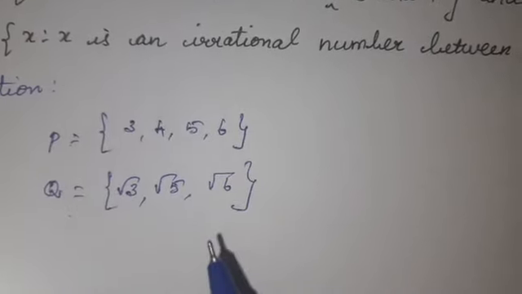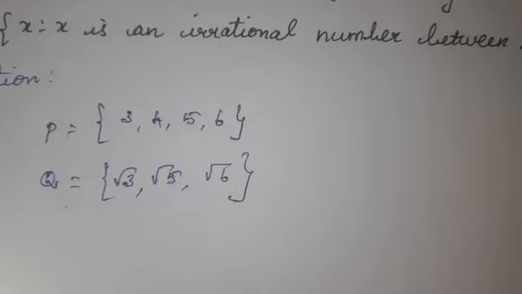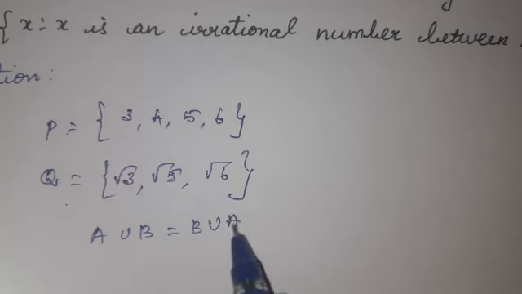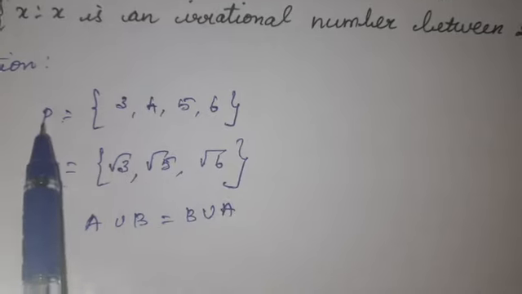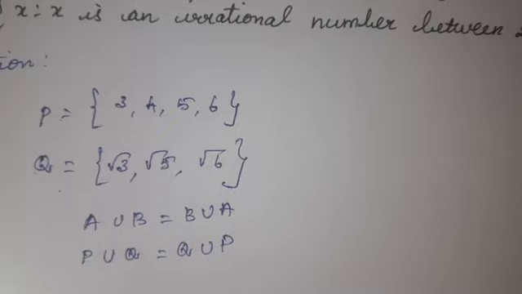Our question is to verify the commutative property of union and intersection of sets. First I am going to verify union. What is the formula for the commutative property? A union B is equal to B union A. Here our set names are P and Q, so you should change it accordingly: P union Q is equal to Q union P. Now you should verify it.